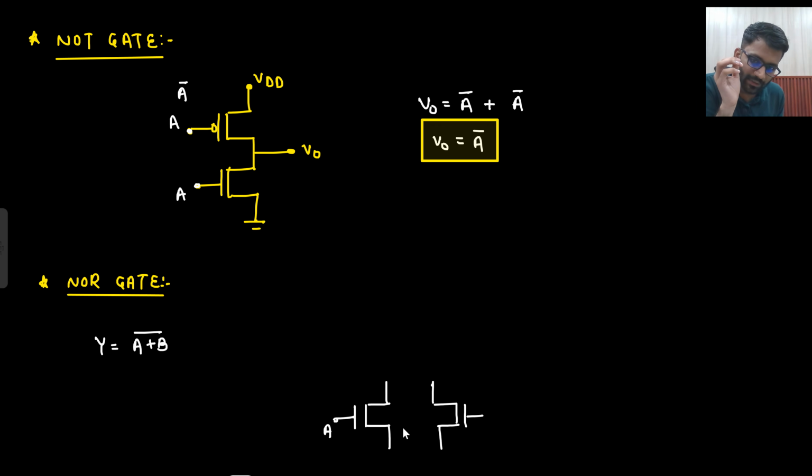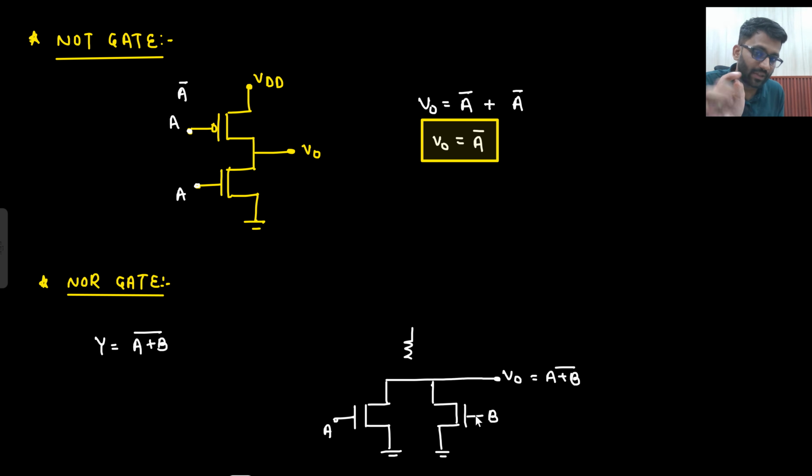So this will be your A plus B, and since they will be connected to ground, always NMOS will be connected to ground, the bar will come on its own. So A plus B bar. Here you can connect a resistor, but now we are not going to connect a resistor, we are going to connect PMOS logic. So if they are in parallel, that means PMOS logic will be in series. So this is how you will implement.